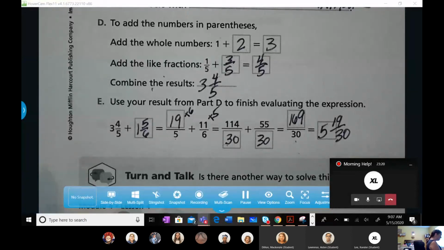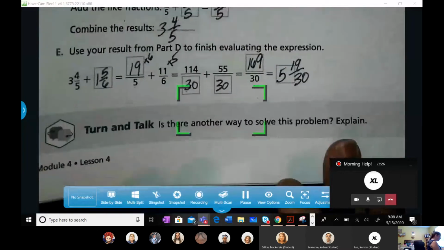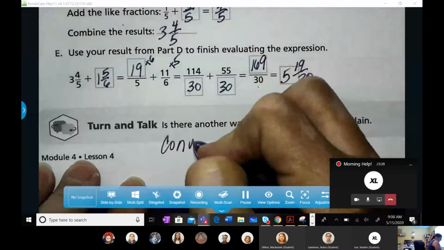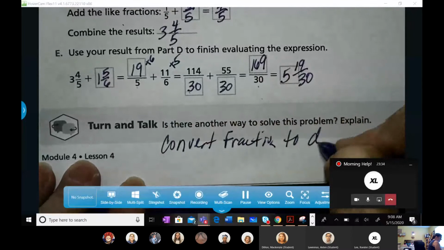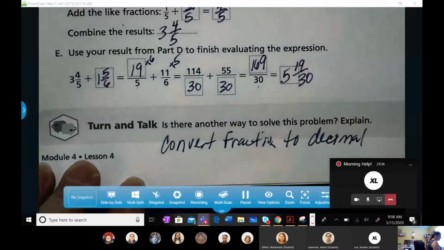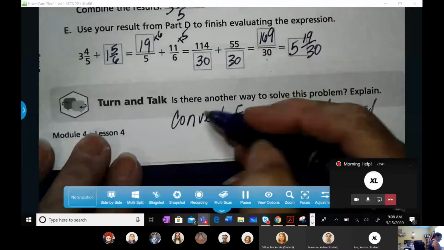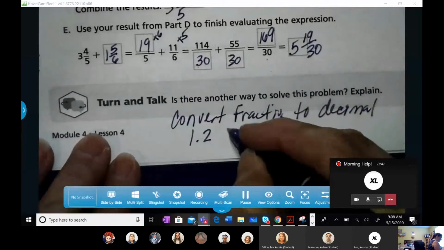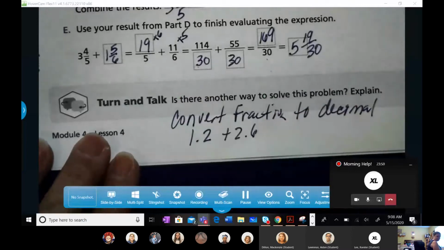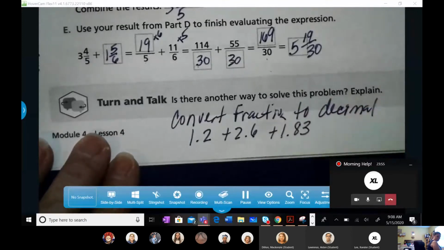Okay. So if you look at that turn and talk, it says, is there another way to solve this problem? Well, of course, we can always convert the fraction to a decimal. Okay. So if we convert that, we know that 1 and 1/5 would be 1 and 2/10. We know that 2 and 3/5 would be 2 and 6/10, and 1 and 5/6 is 1 and 83/100.